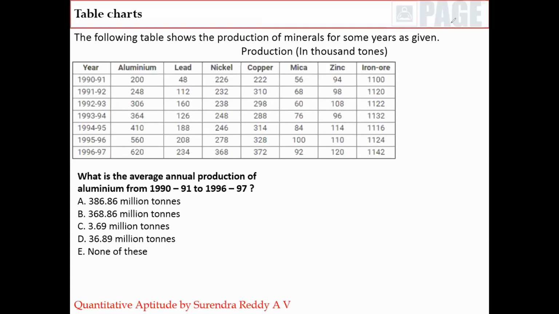Now the question is, what is the average annual production of aluminium from beginning to ending, 1990 to 91 to 96 to 97? They're asking average of aluminium. What do you mean by average? What we discussed about average? Average means sum of numbers by number of numbers, sum of observations by number of observations. Now we have to take sum of all this by how many years? 1, 2, 3, 4, 5, 6, 7 years. So number of numbers are 7. Sum of numbers you place in the numerator. Can you find the average then?